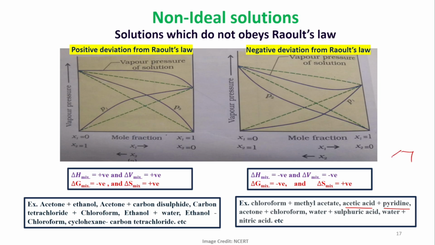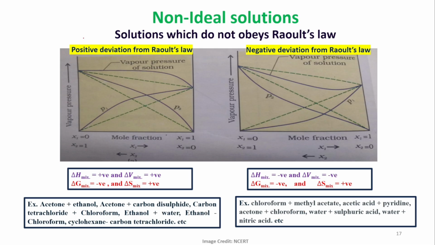Pyridine is this one. Pyridine is having a lone pair, so it is basic in nature, available for protonation. Acetic acid gives H plus, so it easily protonates this one. So these two are complementary, and that is why interaction increases. Acetone and chloroform is a very good combination.